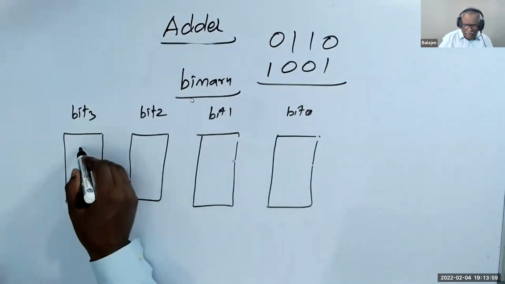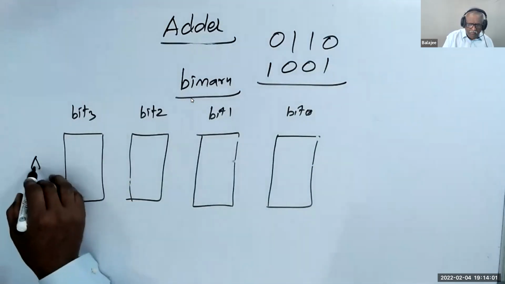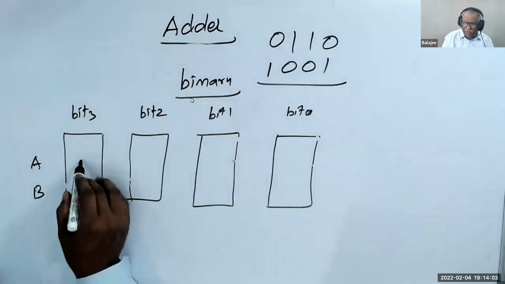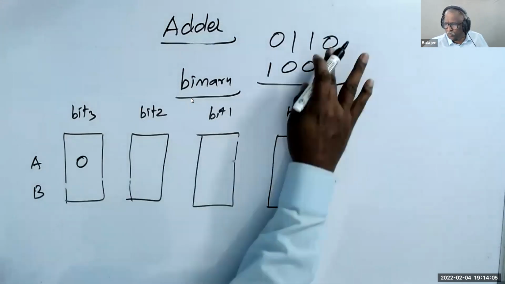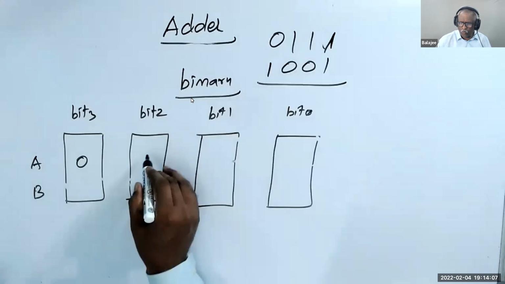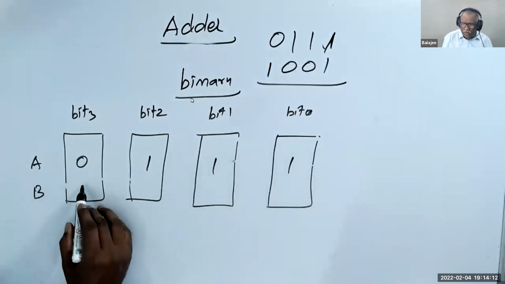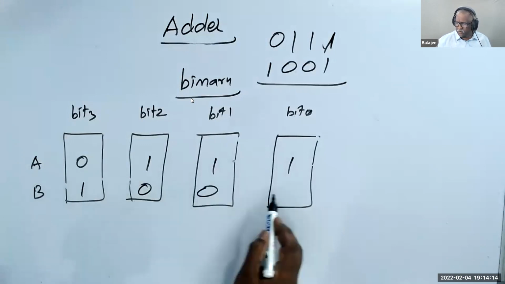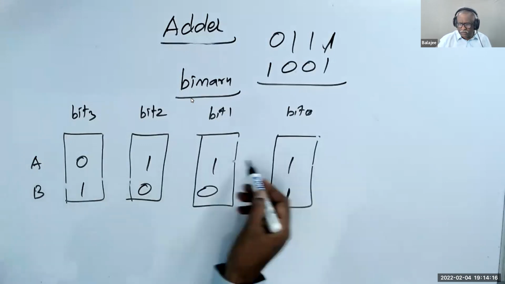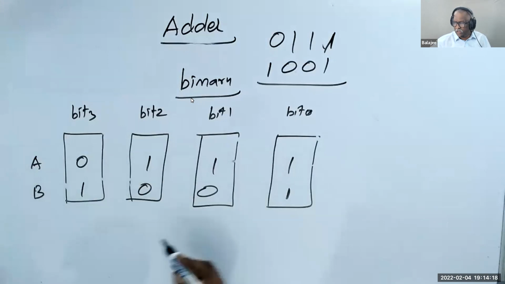Now I will add a number here, A and B. A is having 0, sorry, I'll have one more: 0, 1, 1, 1. And B is having 1, 0, 0, 1. So A is having 4 bits, B is having 4 bits. Now what am I adding?